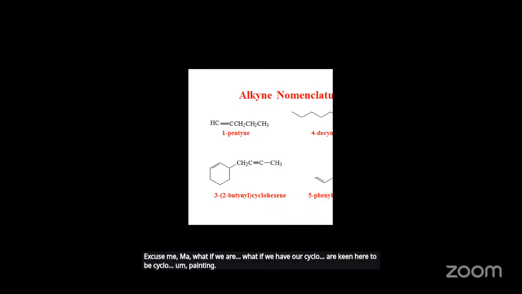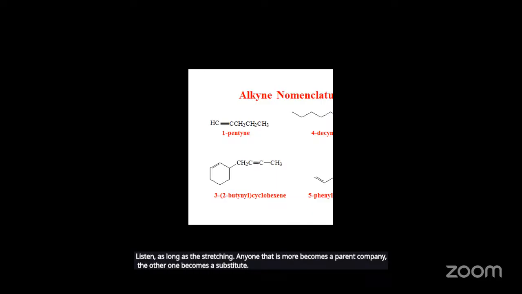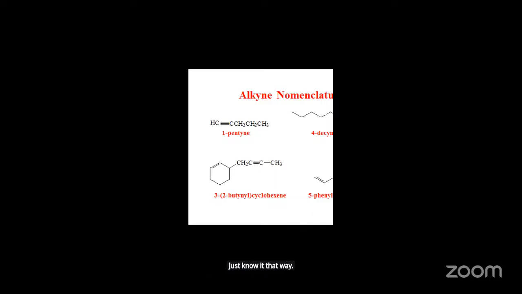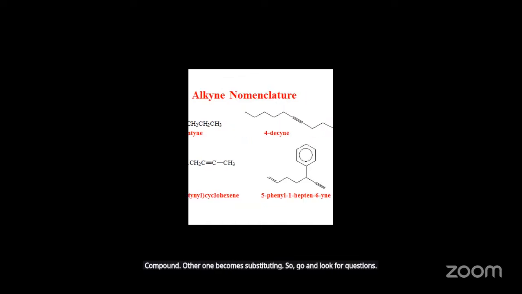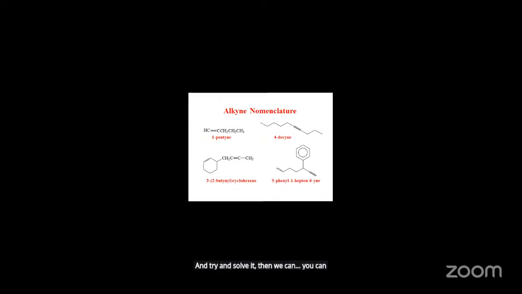Excuse me, ma. What if we have our alkene here to be pentene? Listen, as long as it is the straight chain, the one that has more carbons becomes the parent compound, and the other one becomes a substituent. Just know it that way. Whenever you're given a compound to name, and there are 2 sides of that compound, the one that has the highest number of carbon becomes the parent compound. The other one becomes a substituent. So go and look for questions and try and solve them. Then you can share them with us here.